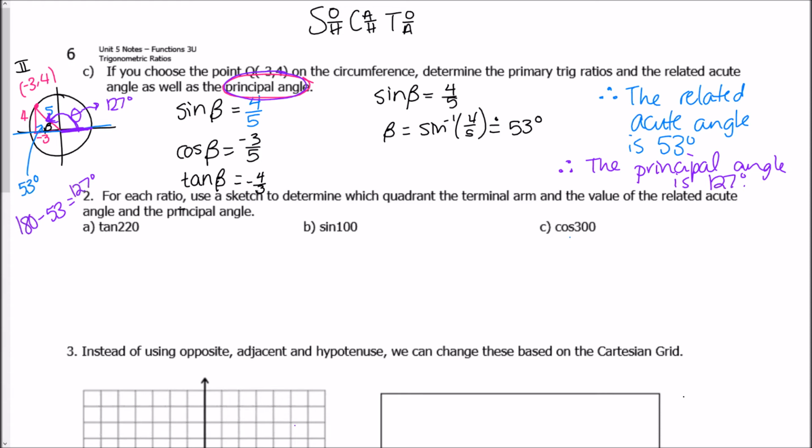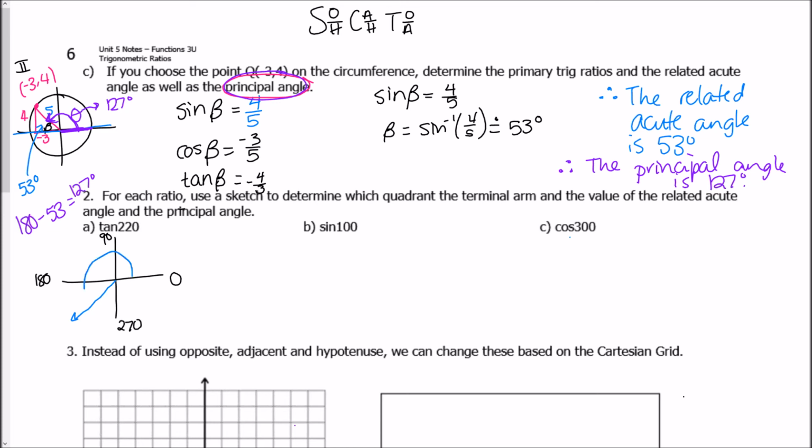Okay, so for each ratio, question number 2, it says use a sketch to determine which quadrant the terminal arm will be in, and the value of the related angle, as well as the principal angle. I'm sorry, I know the language here is kind of weird. We want to find the quadrant of the terminal arm and then the value of the related acute angle as well as the principal angle. So right here, here's 0, here's 90, here's 180, here's 270. If I want tan of 220, then this is going to be my angle. My angle is going to be somewhere around here.